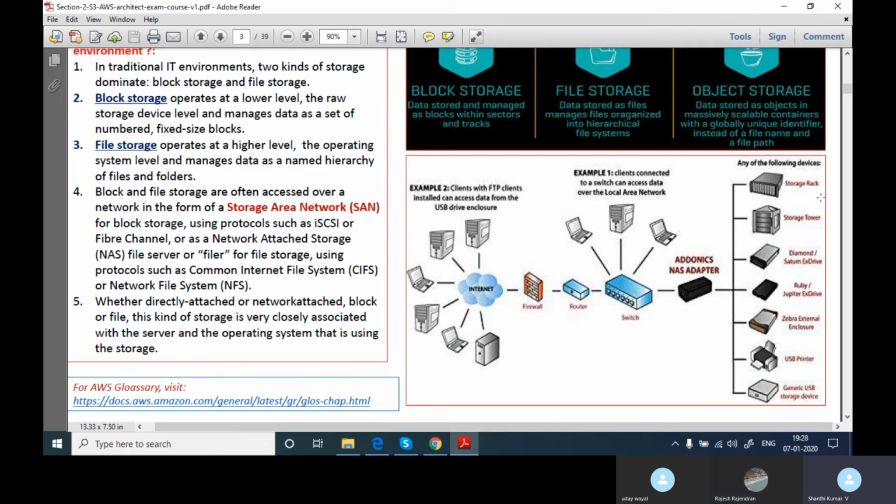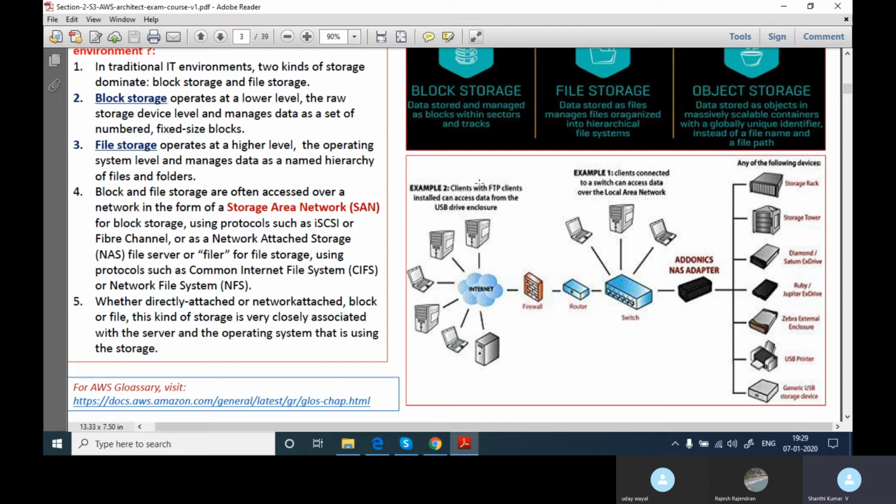Now you have a storage rack. You have racks, right? And storage towers are there. Of course, you have big file servers, right? Then you have SATA EX drive. Big drives used to be there. Then Jupiter EX drive is there. Zebra external enclosure is there. Externally, you can pull it out and take it to some other system. You can do the restoration process also, right?